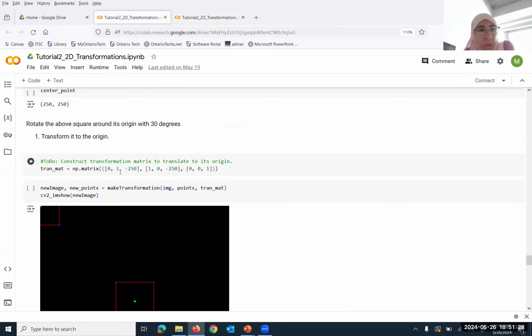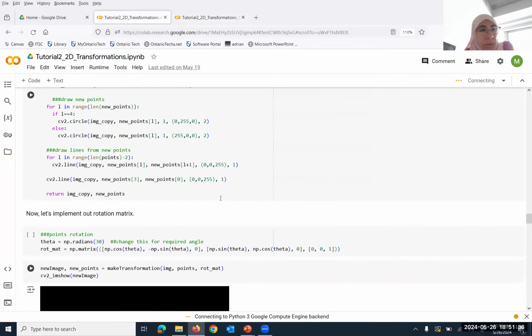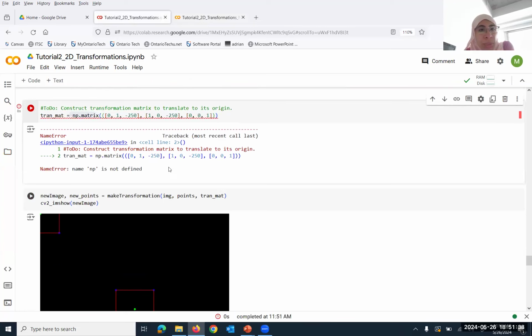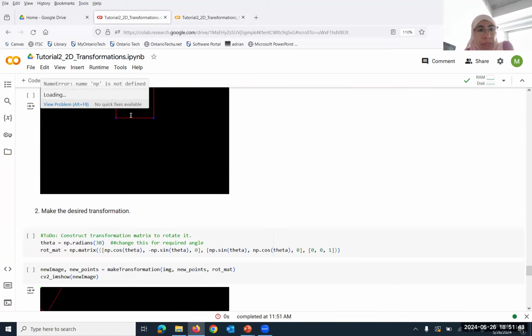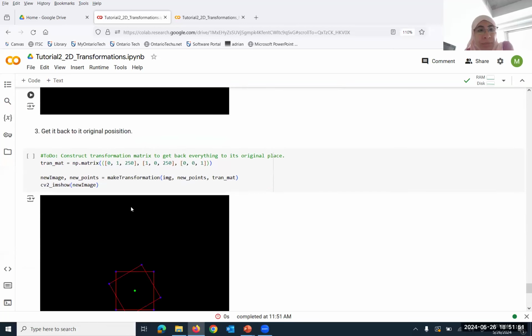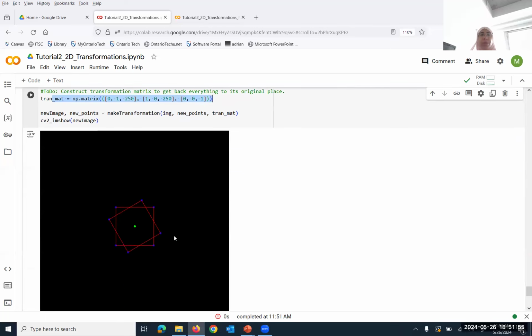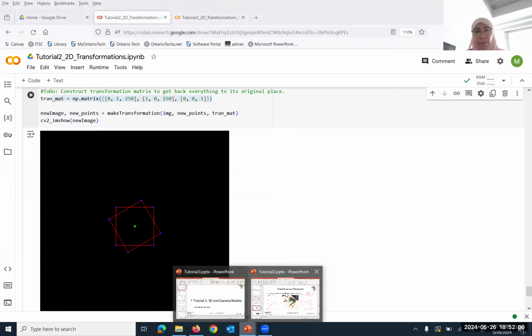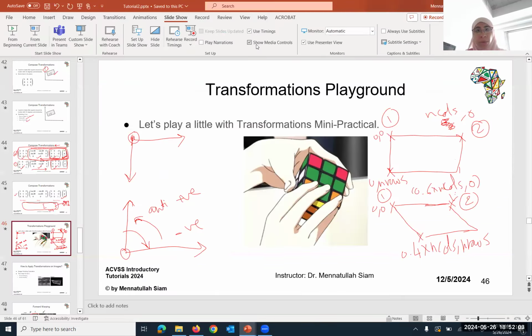Let me show you the solution here. I'm not sure if I have to run it all over, but I can at least show it to you. This is what we agreed: moving with negative 250 in x and y, and then rotating, cosine, negative sine, sine, cosine with 30, and then doing the translation back, and this will give you the resultant image. You can experiment with this in your own time. If anyone has any questions, I'll proceed.